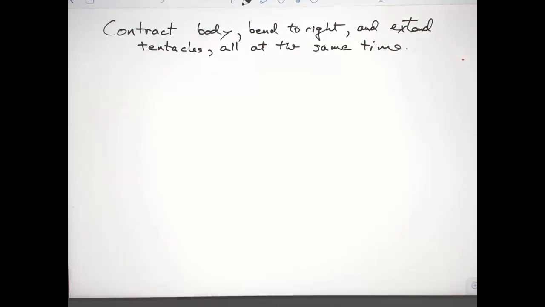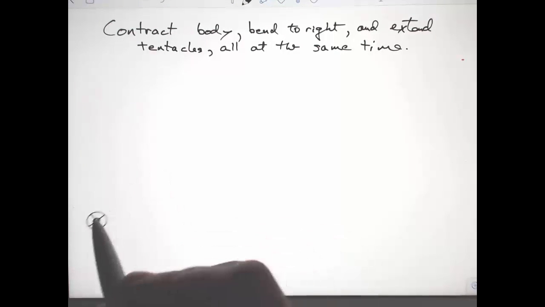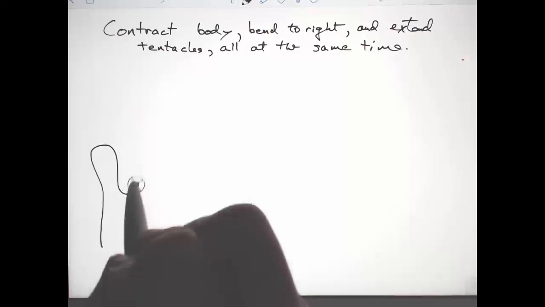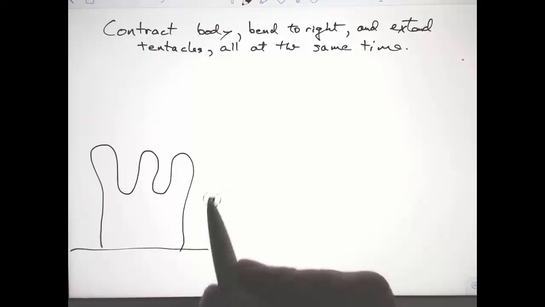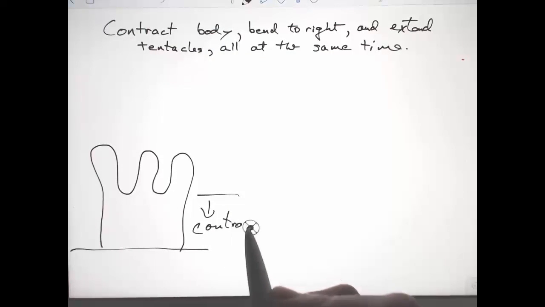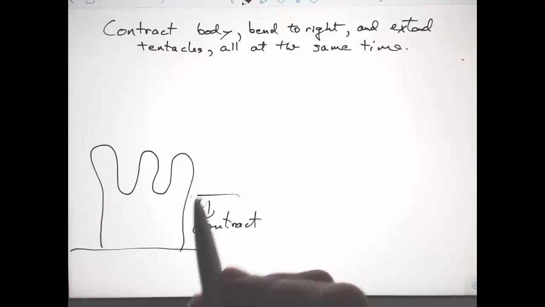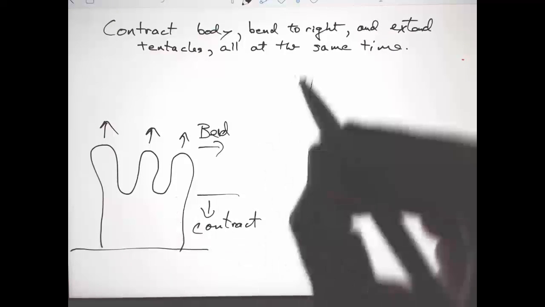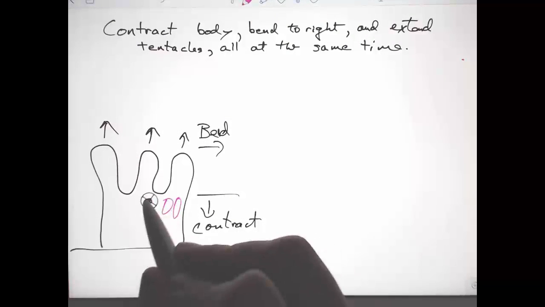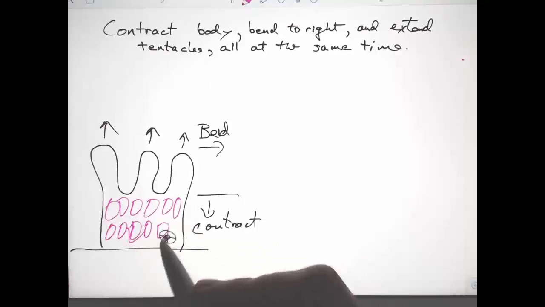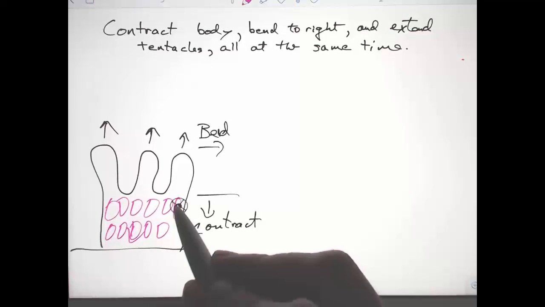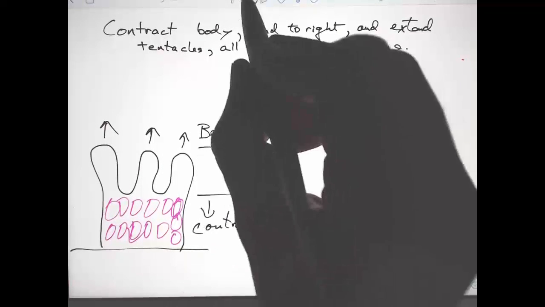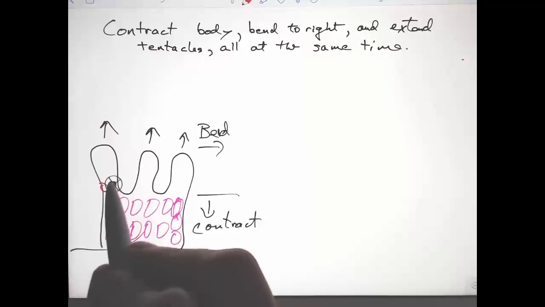Let's solve a couple of problems. What if we want to contract the body, bend to the right, and extend tentacles all at the same time? Here's our cnidarian. We want to contract the body, we want to bend it to the right, and we want to extend the tentacles. Well, to do that, we would need to contract longitudinal muscle in the body, and to get a bend, we'd want to contract these more strongly. To extend the tentacles, we'd want to contract circular muscle.